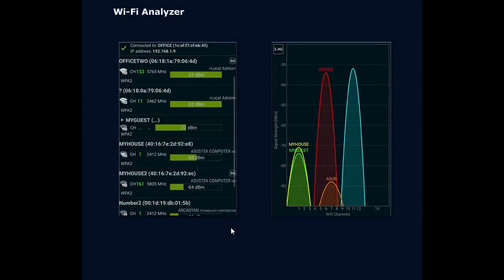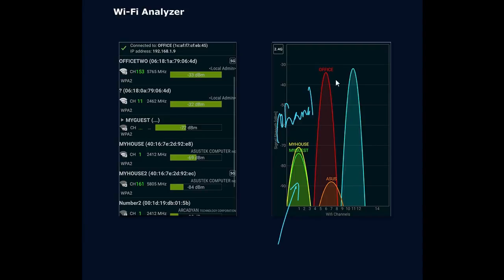Now there are some mobile applications, so Wi-Fi analyzer, I've used this several times before. So you can see the different channels, who's using this. So here you can see my house and my guest. This is probably one location. But this is using channel 1. They're both using channel 1. Both the signals are overlapping. I'm not a big fan of that.